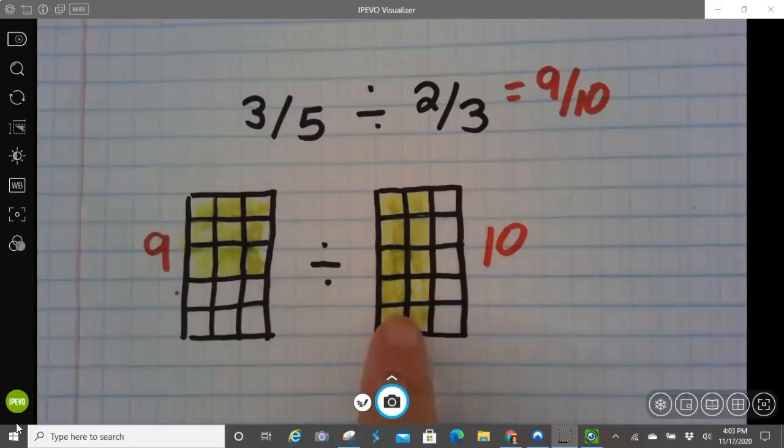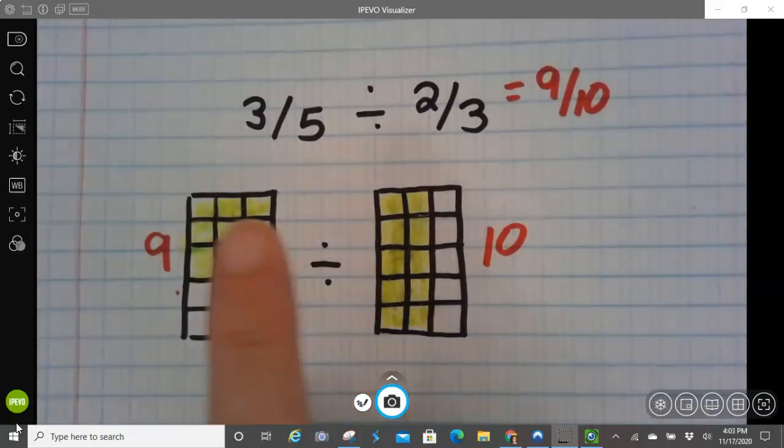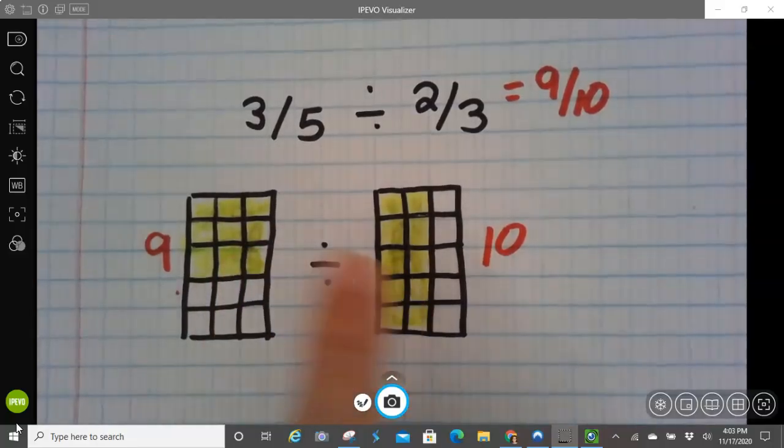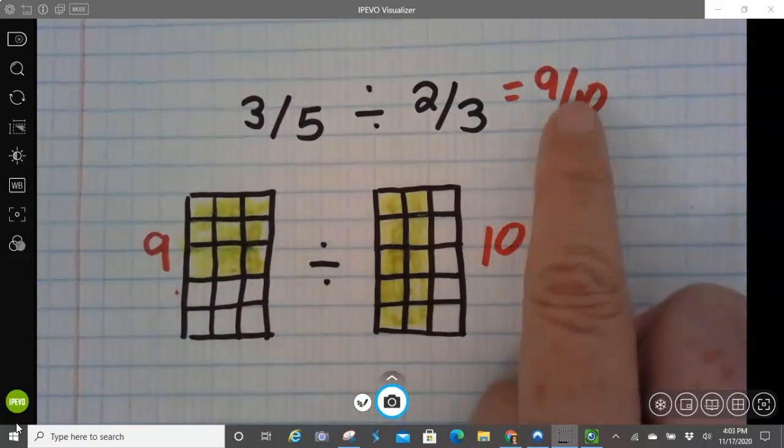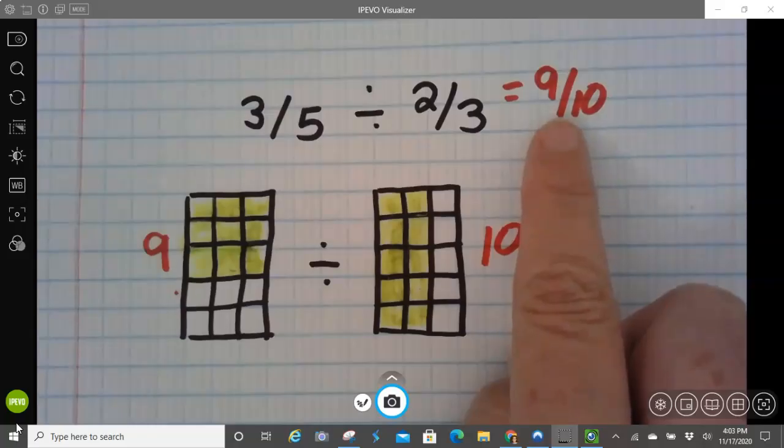And if you think about it, how many times can 10 go into 9? Well, 10 doesn't fit into 9 even once. It's going to be less than 1. It's going to be 9/10.